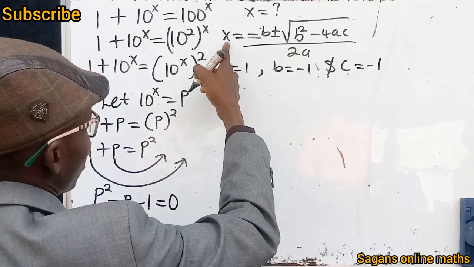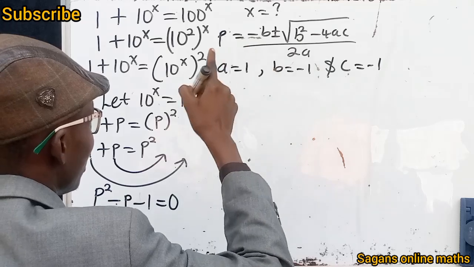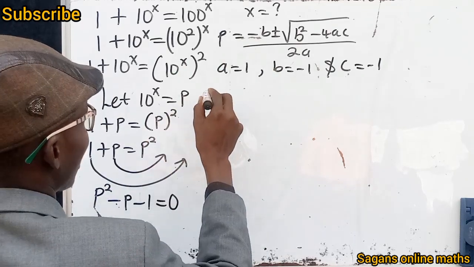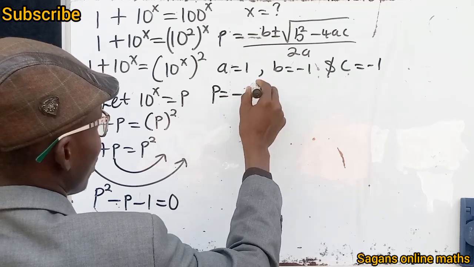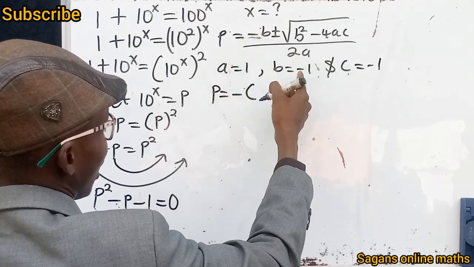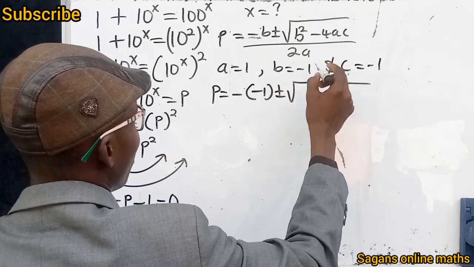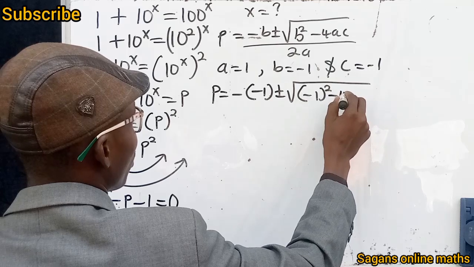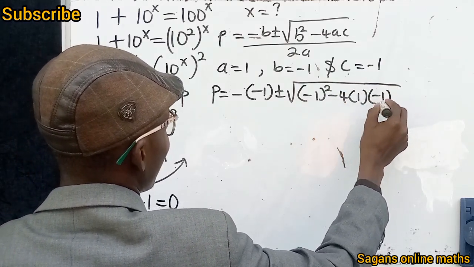But did you know what we are going to do? We are not going to use x. We can use p here. That p is equal to this, okay? Since we are working with p, we are not working with x, okay? So you can see that p is equal to minus b, and b is minus 1, plus or minus the square root of b squared. b is minus 1, squared, minus 4 times a, a is 1, then c is minus 1, okay?